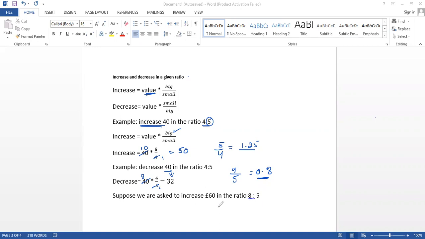Now, suppose we are asked to increase 60 in the ratio 8:5. How are we going to solve this? First we see that we're supposed to increase 60. So 60 multiplied by, now because we're supposed to increase, we'll take the bigger value in the numerator. So 8, and the smaller value will go in the denominator. So this is how you're going to solve this over here. 5 ones are 5 and 5 twelves are 60, and 8 twelves are 96. So this is the answer over here. And if it had asked you to decrease, then you would have multiplied it by 5/8.